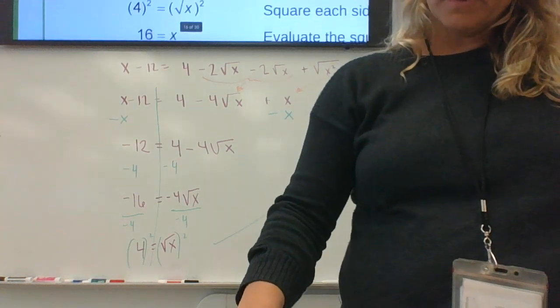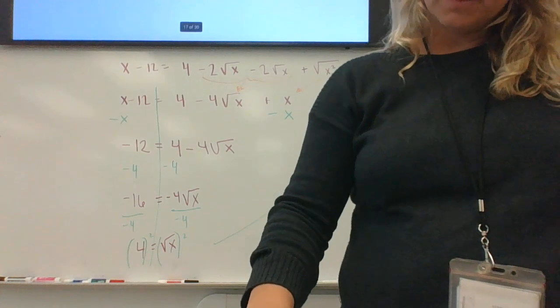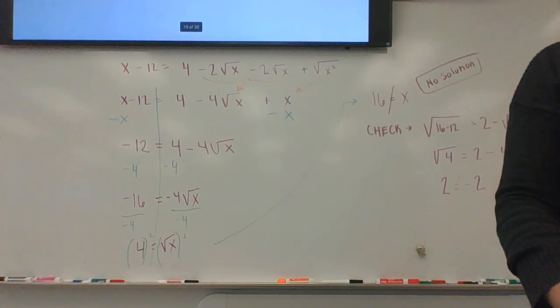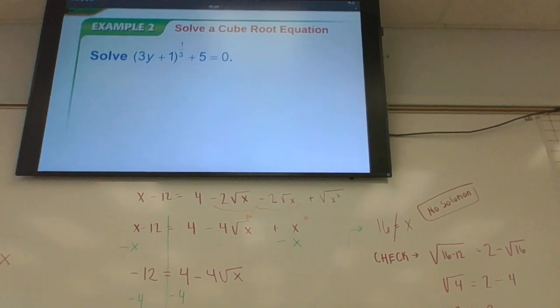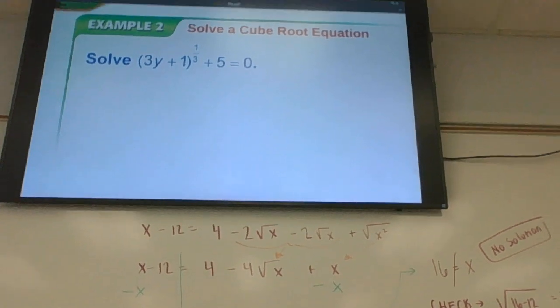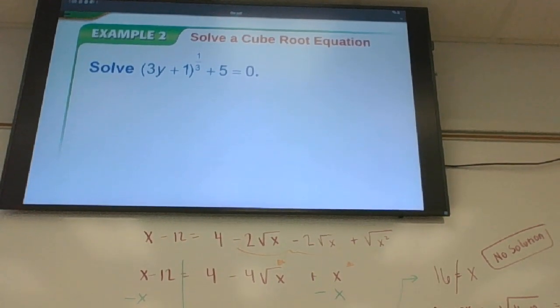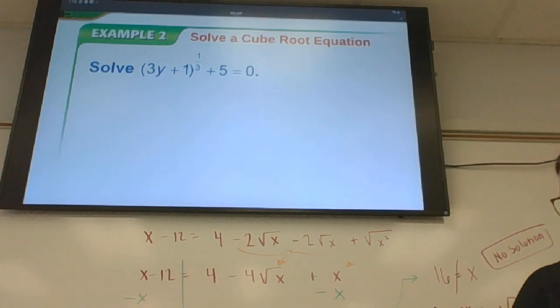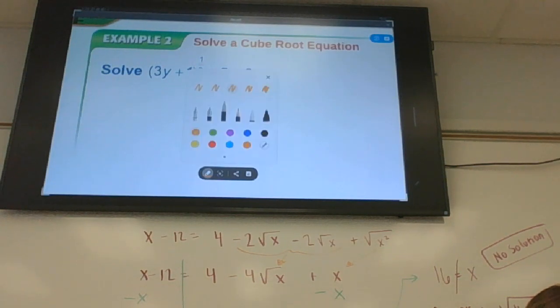I'm going to go to one. Here we go, let's try this one. This one has a cube root. So you can work this with that rational exponent, but it's usually a lot more recognizable if you put it in radical form.